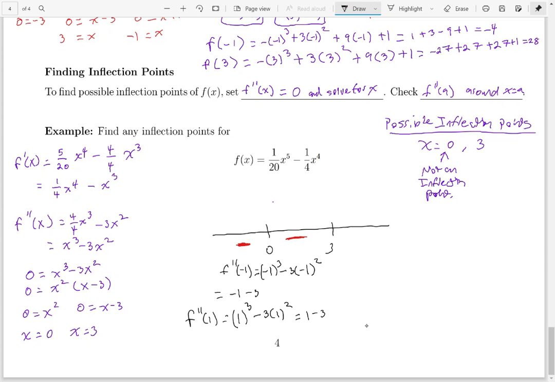Now let's pick a value to the right of 3. How about f double prime of 4? That's going to be 4 cubed minus 3 times 4 squared. Well, that gives me 64 minus 48, but that's positive. And so since that's positive, I know that to the right of 3, I have a concave up function. And so notice that the concavity changed from negative to positive at 3. So specifically, x equal to 3 is my only inflection point.